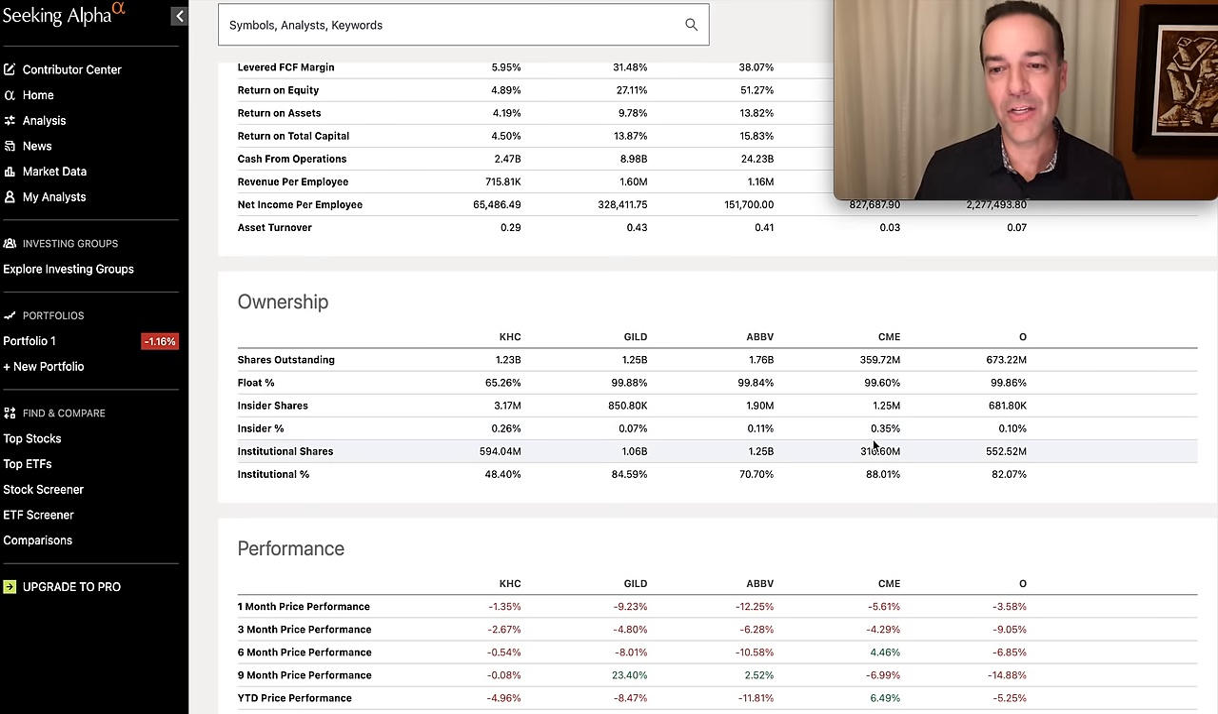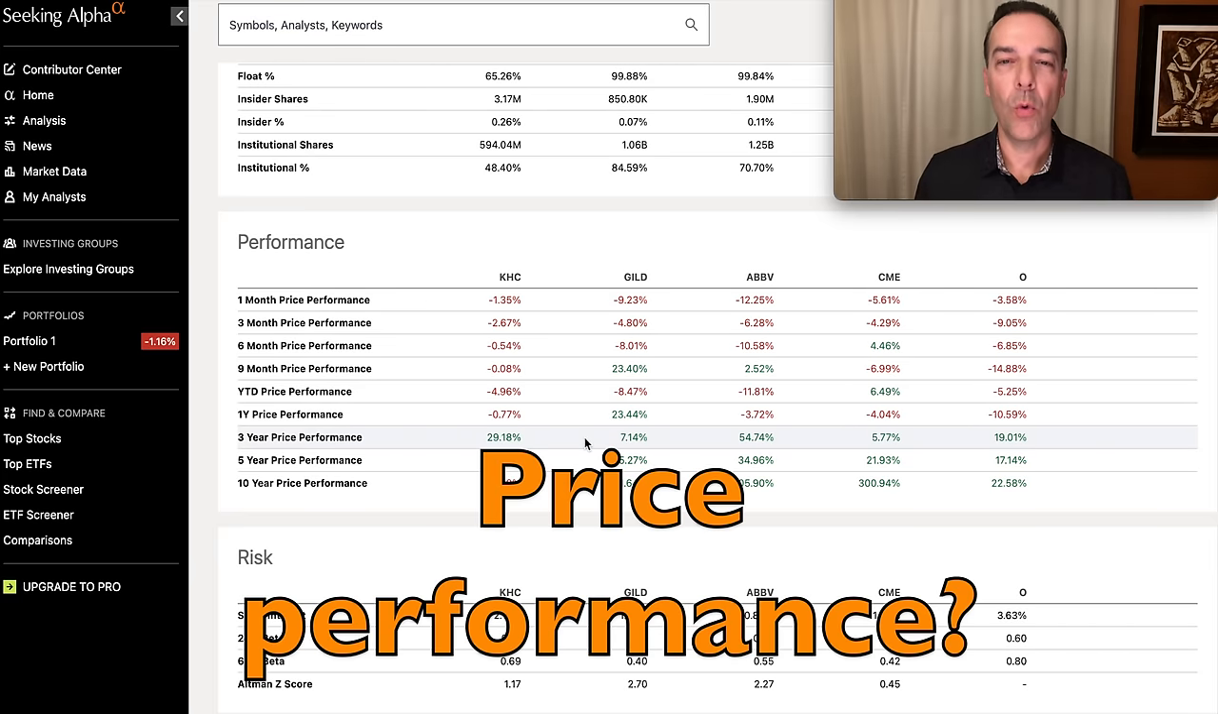In fact, the highest one is CME at only 0.35%. So insider ownership is not an important factor when it comes to being a top option wheel stock. What about price performance? What are we looking for in a stock when it comes to price performance?